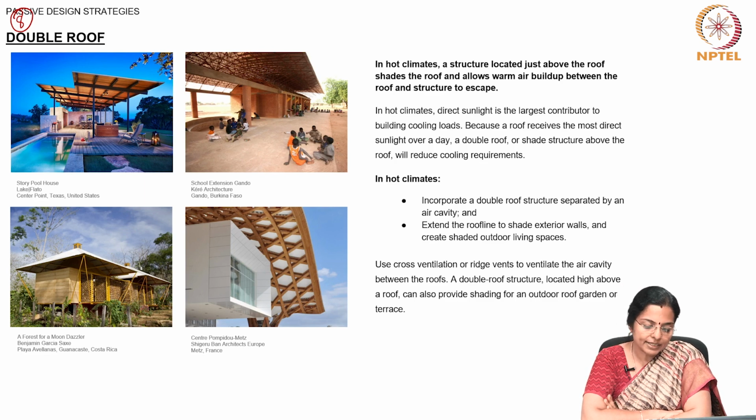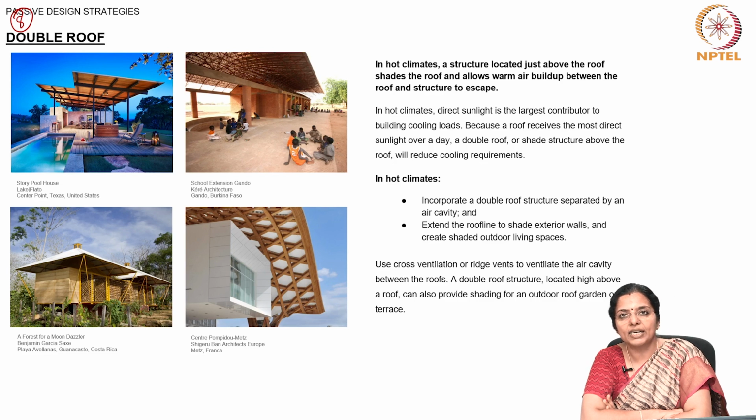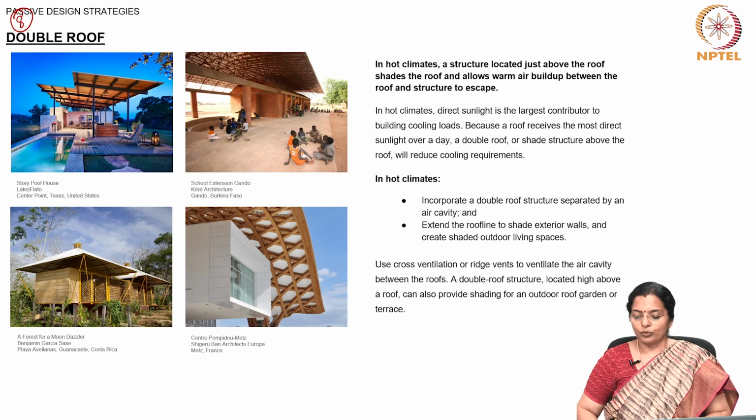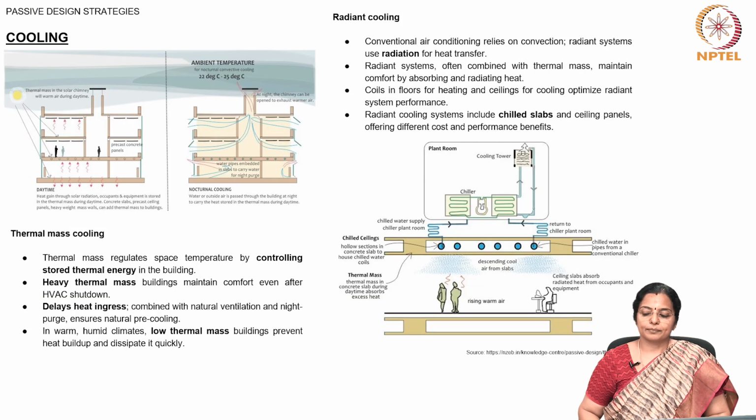In hot climates, incorporate a double roof structure separated by an air cavity and extend the roof line to shade exterior walls and create shaded outdoor living spaces. Use cross ventilation or ridge vents to ventilate the air cavity between the roofs. A double roof structure located high above a roof can also provide shading for an outdoor roof garden or terrace.